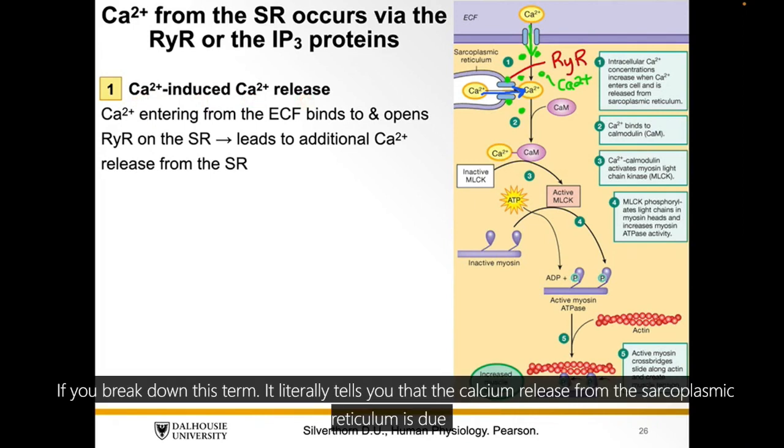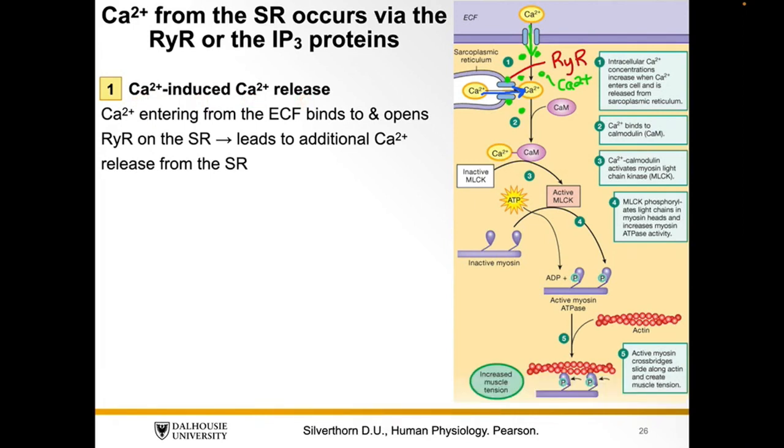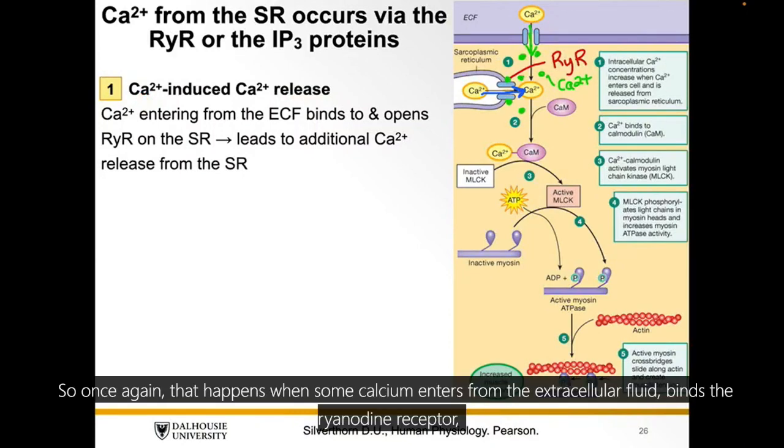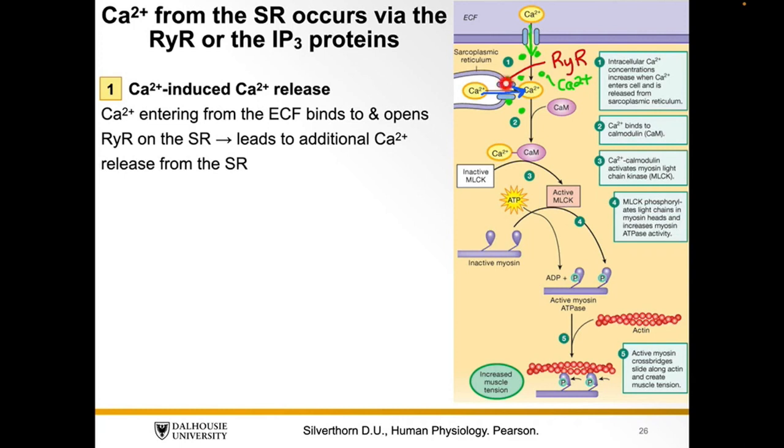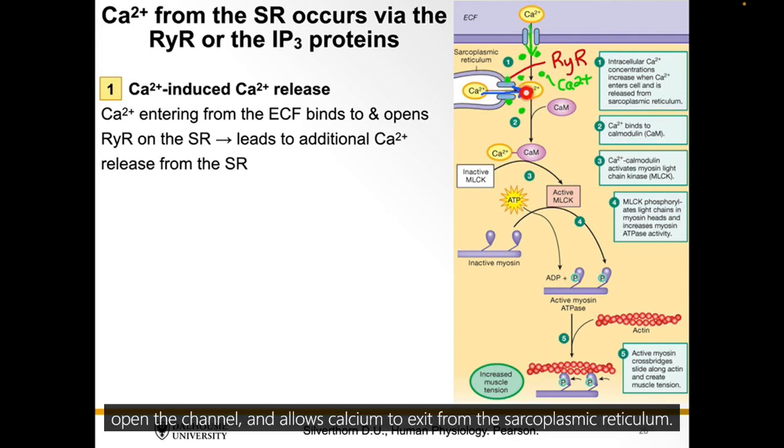If you break down this term, it literally tells you that the calcium released from the sarcoplasmic reticulum is due to a calcium signal. So once again, that happens when some calcium enters from the extracellular fluid, binds to the ryanodine receptor, opens the channel, and allows calcium to exit from the sarcoplasmic reticulum. So that's the first way that we can get calcium from the sarcoplasmic reticulum.